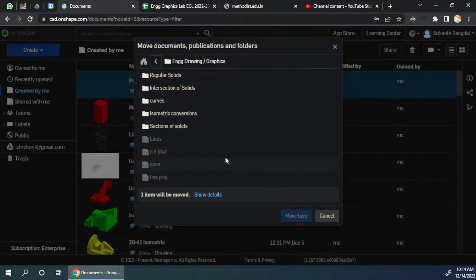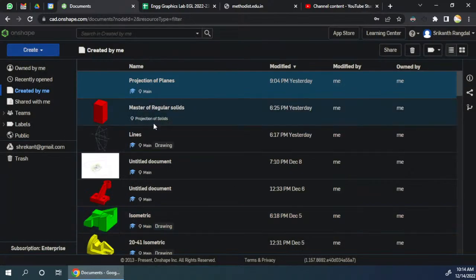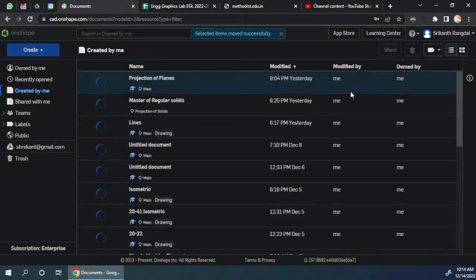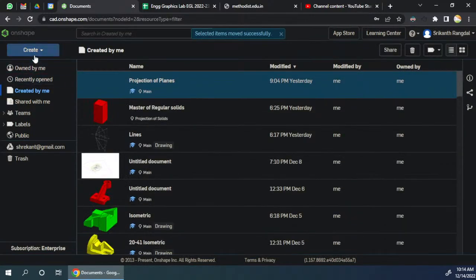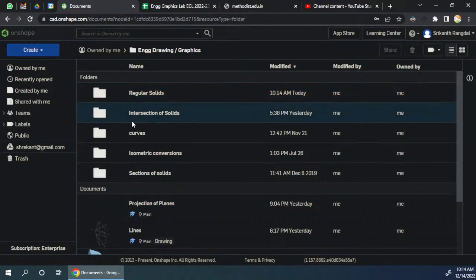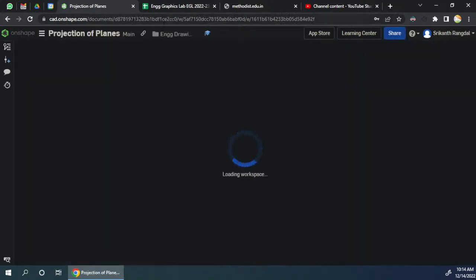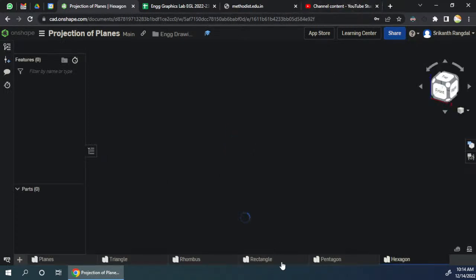So I guess I need to come back here and then just click here and move it. Okay, so where am I supposed to go? I guess I just need to click over there. Okay, fine. So in engineering graphics, yeah, there it is, the projection of planes. So this will help us in creating the questions.